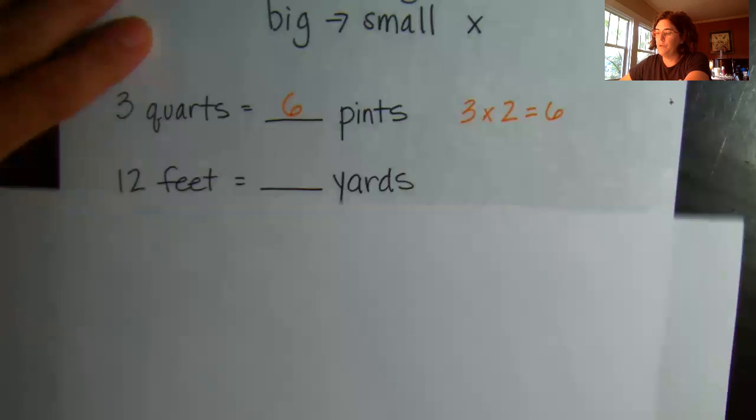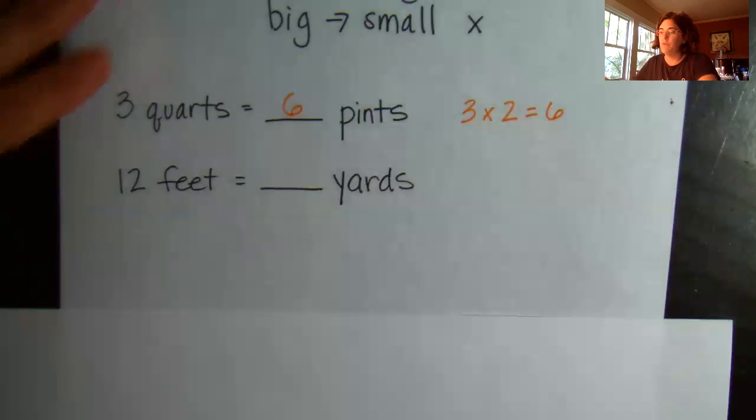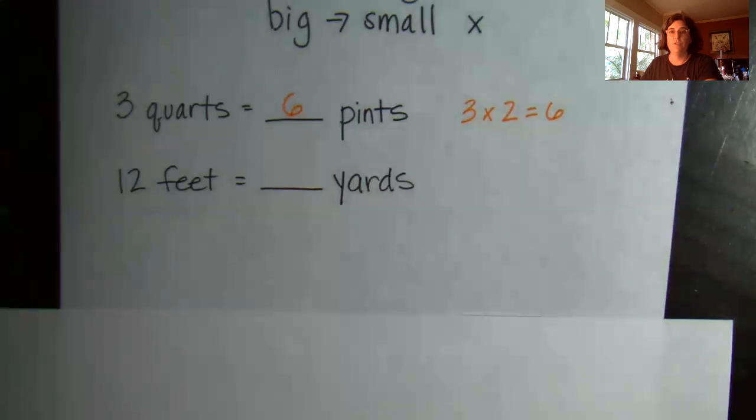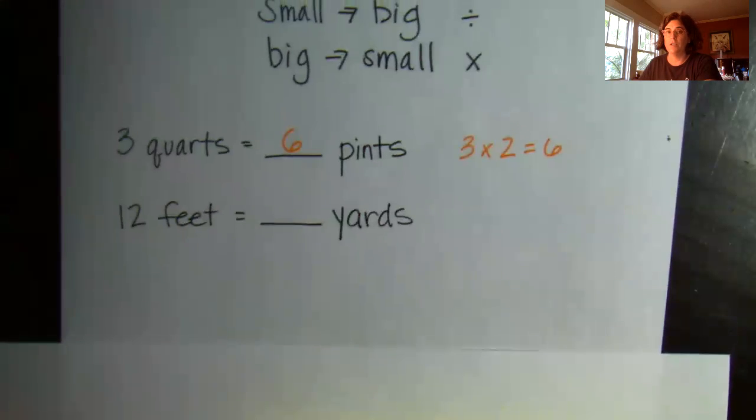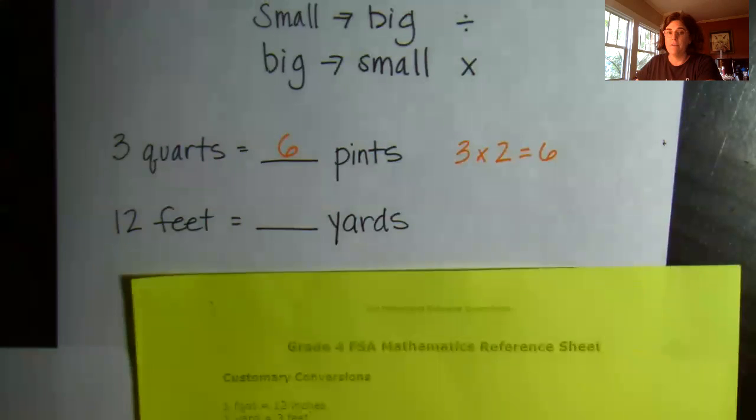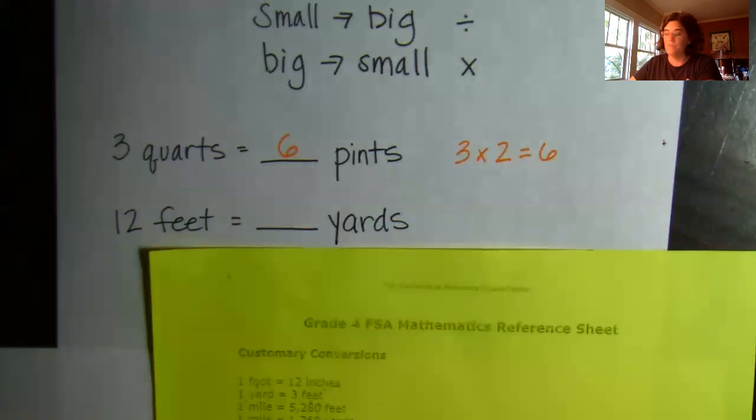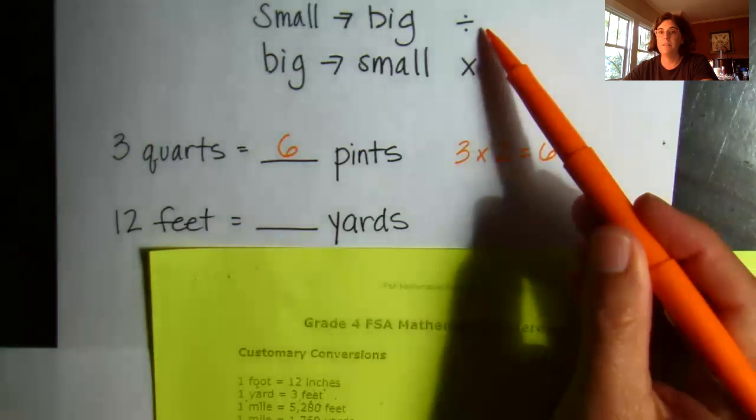All right, let's do one more just like that. This time we're going from 12 feet to how many yards? So I have got my conversion chart. 1 yard equals 3 feet. So now I see that I'm going from a smaller unit of measure, feet, to a bigger unit of measure, yards. So I'm going to divide.